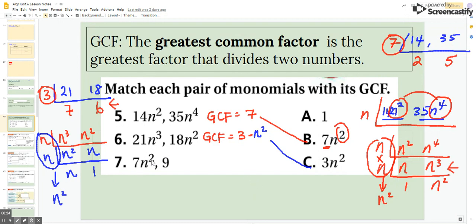And 7n squared and 9: no common factor between 7 and 9. Those are prime. And n to the 2nd power and 1, no. So the greatest common factor is 1.